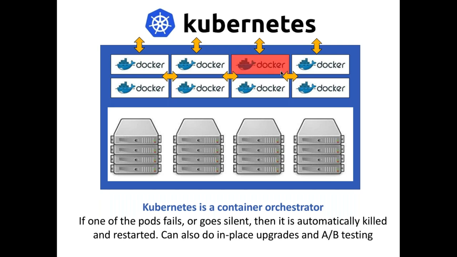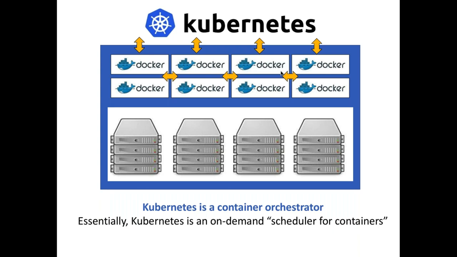If you find one of your pods fails or goes silent, then the Kubernetes orchestrator will automatically kill the pod and then restart it. The other thing it enables you to do is upgrade pods in the background by turning them off and bringing up a replacement. And you can also do things like A/B testing. So it's really useful as a service to enable you to install software and then run services which are based on that software.